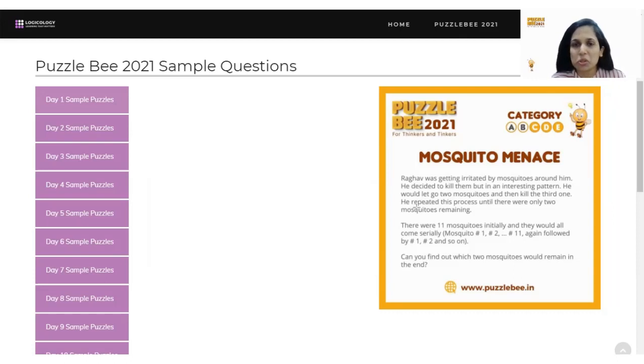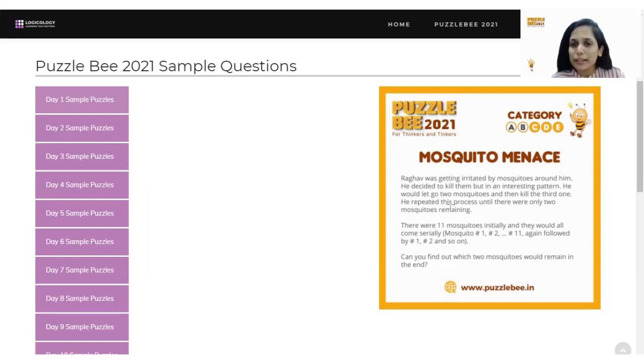What was the story here? Raga was getting irritated by mosquitoes around him. He decided to kill them, but in an interesting pattern. So essentially this is a pattern question. Let's see what is given next. He would let go 2 mosquitoes and then kill the third one. So apparently he tried to be non-violent for a bit, but then his patience would run out every time the third mosquito came in. So first 2 he would let go, but by the time another mosquito came in, he would then kill that mosquito.